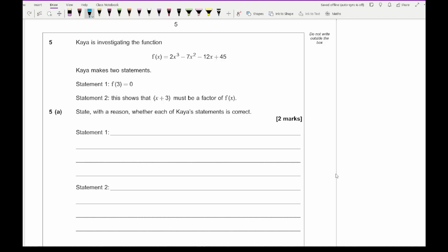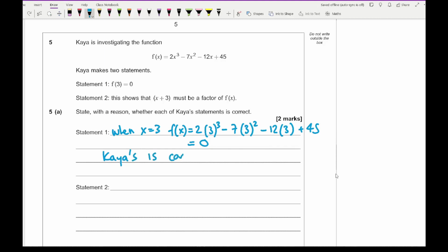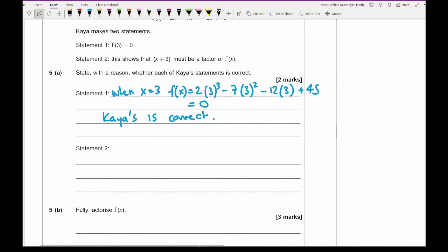Well, for the first one, let's just work that out. So when x equals 3, f of x is going to equal 2 lots of 3 cubed minus 7 lots of 3 squared minus 12 lots of 3 plus 45, and that does indeed equal 0. So therefore, Kayla's statement is correct.